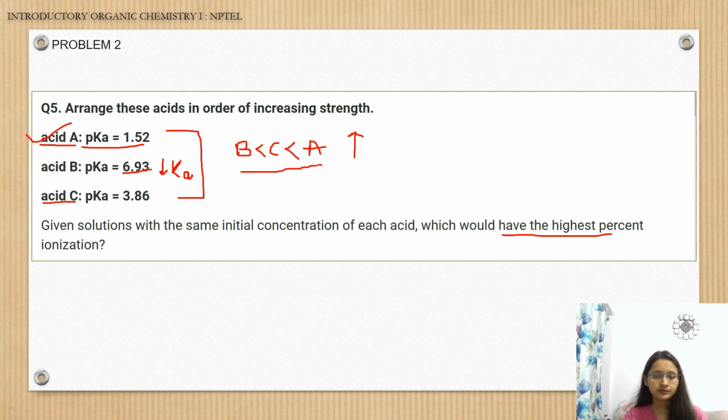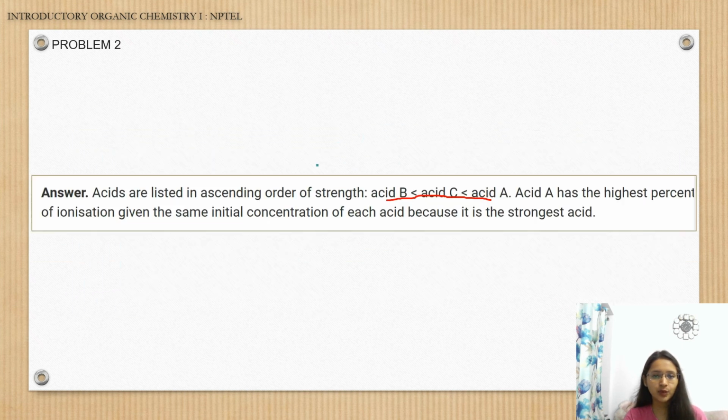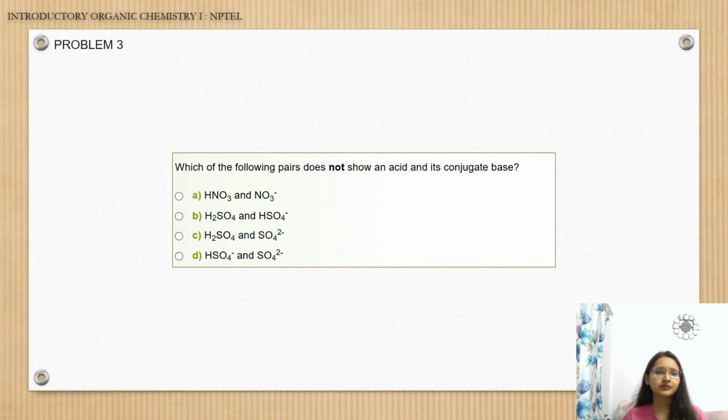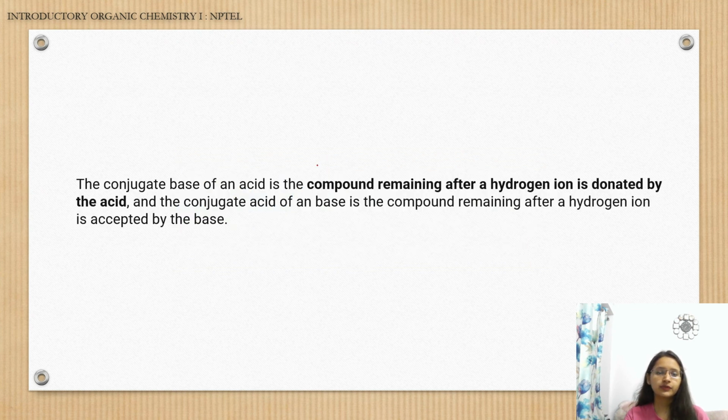Okay, if not, then coming to problem number 3. In problem number 3, they are asking which of the following pairs does not show an acid and its conjugate base. For answering this kind of question, you first need to know what is an acid and what is its conjugate base. So I am introducing you to the term conjugate base of an acid. What is it? It is the compound which is remaining after a hydrogen ion is donated by the acid.